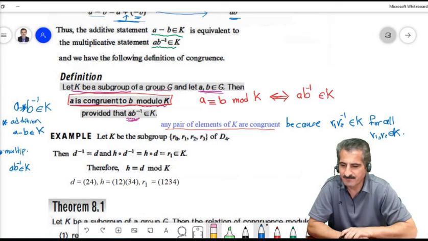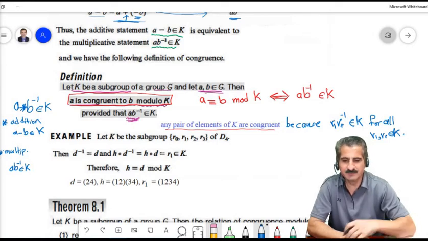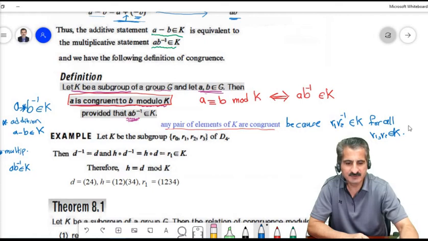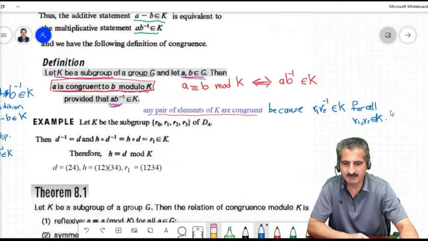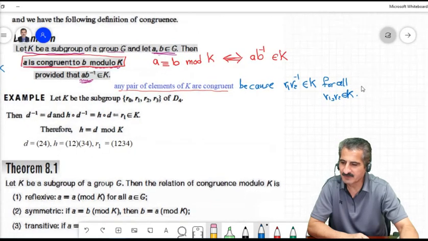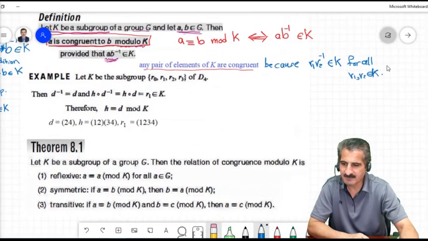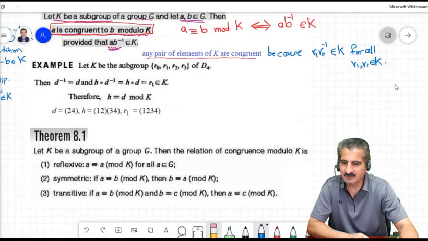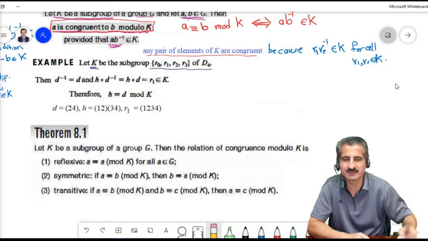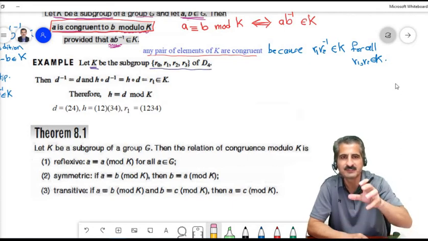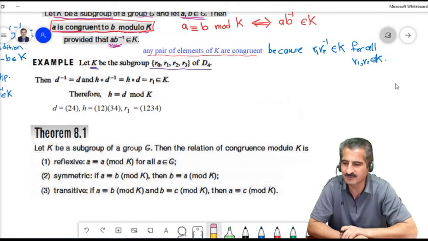Okay, so let us see now. Again, two elements inside the group are congruent to each other if AB inverse lives inside that subgroup. Now let's see an example. Let us choose K to be the subgroup of D4, this subgroup. R0, R1, R2, R3, these elements represent the rotations in the dihedral group of order 4.